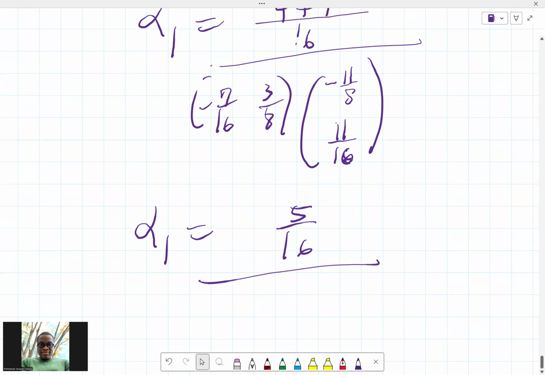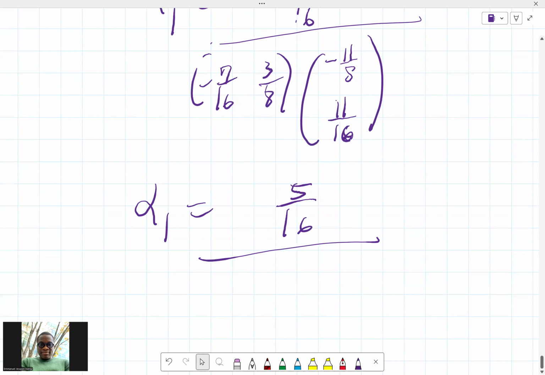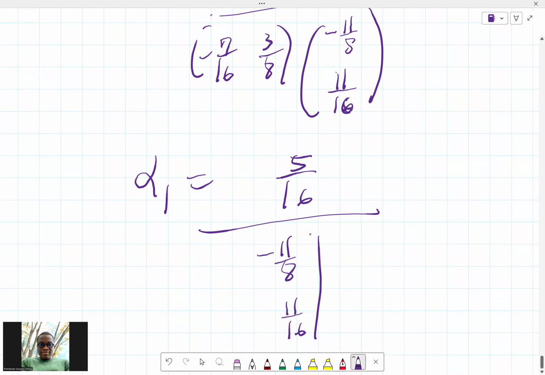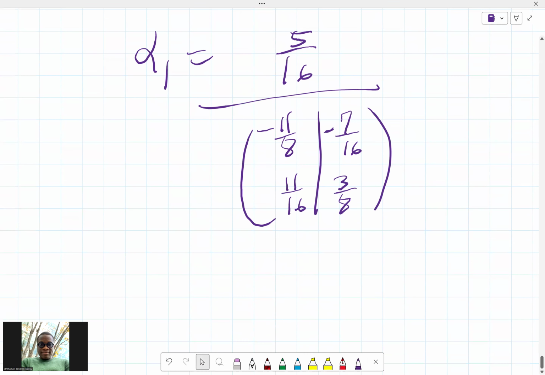So again, we have this. So I mean, this is easy peasy. So we have minus 7 over 16 multiplied by, okay, let me just do my normal thing for easy understanding. Minus 11 over 8, then 11 over 16. And we have minus 7 over 16, then 3 over 8. Maybe not as easy because of the big numbers.